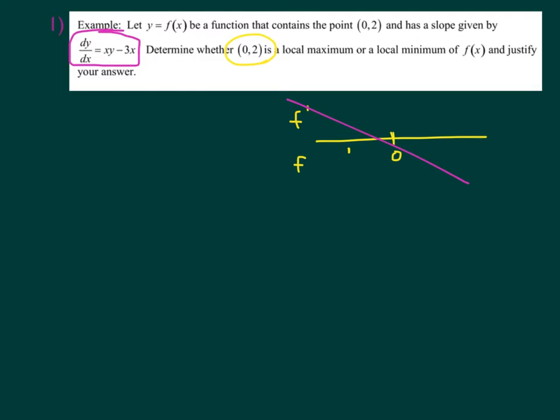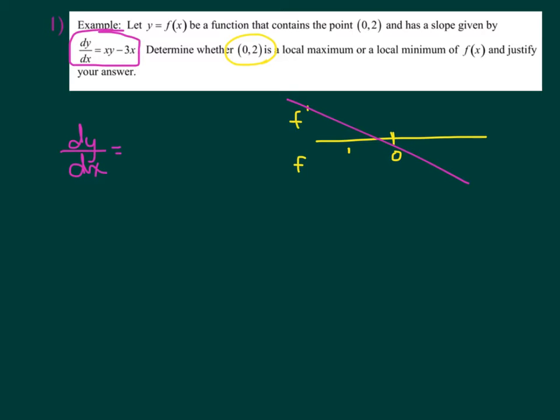So the second derivative test tells me two things. I first of all need to make sure that I'm going to have a slope of 0, a first derivative of 0 at this point. So that's my first test. To determine if my slope, if dy dx, is equal to 0 at the point (0, 2).